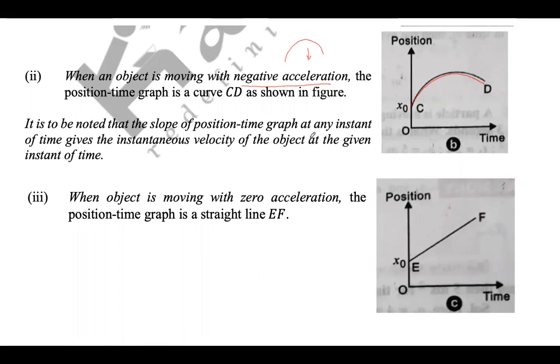Now, it is to be noted that the slope of the position time graph at any instant of time gives the instantaneous velocity of the object at the given time. You can see here, this slope is more, this slope is less, this slope became 0 and then the slope became negative. So the slope is slowly decreasing. First it was more, then less, then 0 and then negative. Because the slope is getting reduced, this graph is of negative acceleration. Because the slope is getting reduced, the velocity is also getting reduced, and when the velocity gets reduced, we get a negative acceleration.